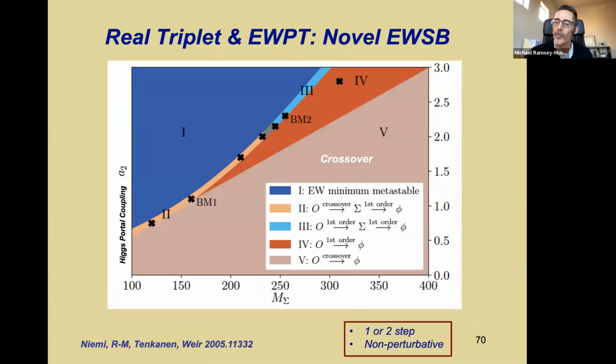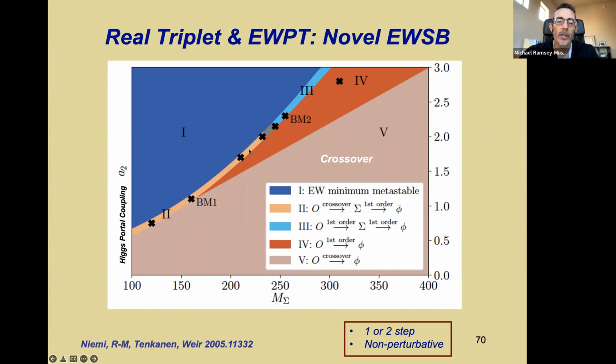So here's the full phase diagram. The axes are the same. The colors are different, I'm sorry. Now, what are these different regions? The dark blue is where the electroweak minimum is unstable. So we don't want to live there. The pink region, or the light red region, is the crossover transition that I showed you before. Now, the red region is the one-step first-order phase transition. So in the legend down here, you can see we go from the symmetric phase O to the phi phase in one step through a first-order phase transition.